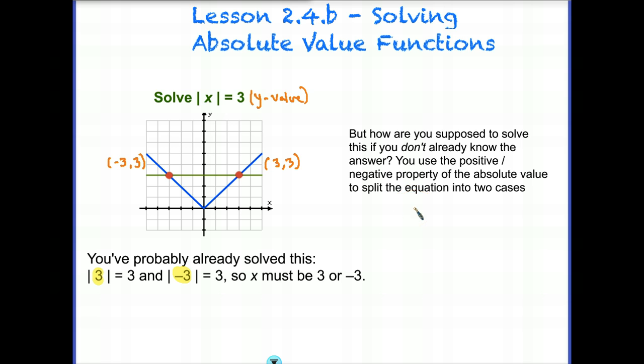But how are you supposed to solve this if you don't already know what the answer is? Something like this is very simple. It's easy to look at and figure out what the answer is. Well, the solution is just to break the absolute value equation into two different cases. So we have to use the positive and negative property of this absolute value equation, knowing that we can use a negative or we can use a positive and still get to the same answer. All right, let's look at an example of how that works.